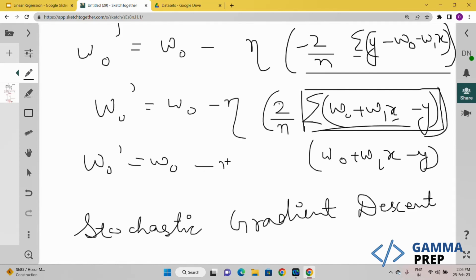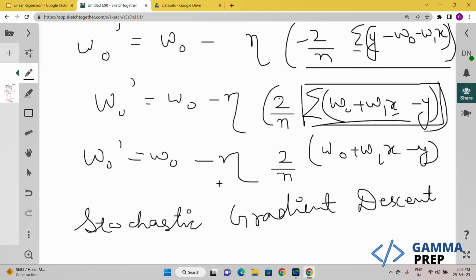What you have is, don't do the summation, just randomly pick a point. That's it. And your eta values are generally 0.1, 0.01, 0.05. These are the general values of eta that are used. So in stochastic gradient descent, you don't do the summation, but you randomly pick up a point.